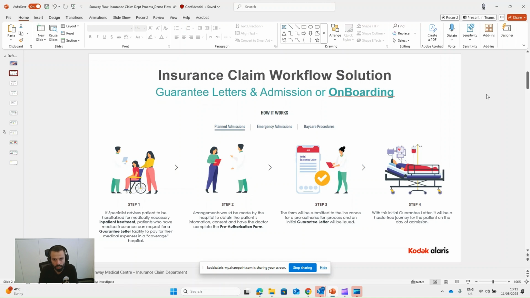There is the planned admission, there is the emergency admission, and there is the daycare procedure. Let's say it's a planned admission where we do have a certain operation. The process would be to get the initial diagnostic with the prescription for the treatment, everything. This would be submitted to the insurance. The insurance will issue the guarantee letter.